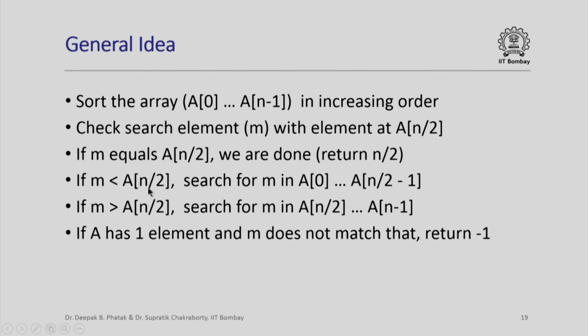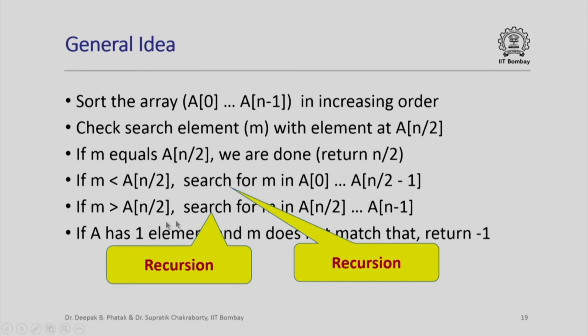Otherwise if m is less than the element at the position n by 2, then since this array is sorted in increasing order, we know that we only need to look at the first part of the array from 0 to n by 2 minus 1. Otherwise if m is greater than the element at n by 2, then we only need to look at the second half of the array, the later part of the array, which is from n by 2 to n minus 1. And if the array A has only one element and m does not match that, then of course we can return minus 1. So as you will notice, I am really using a recursion over here.